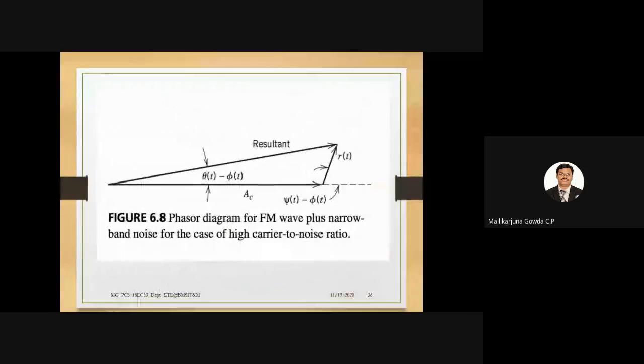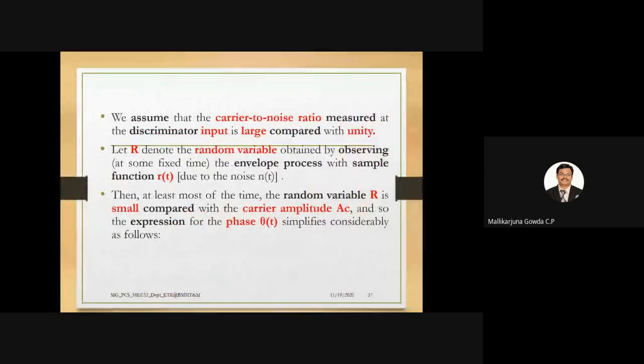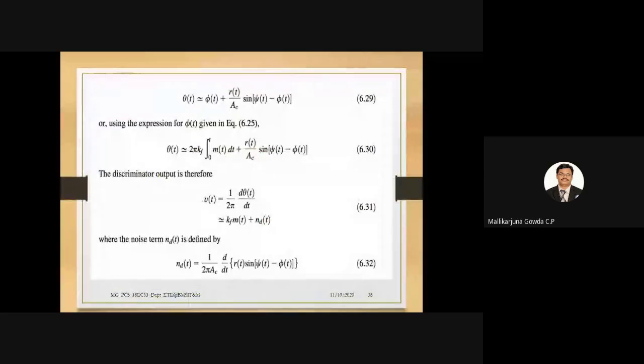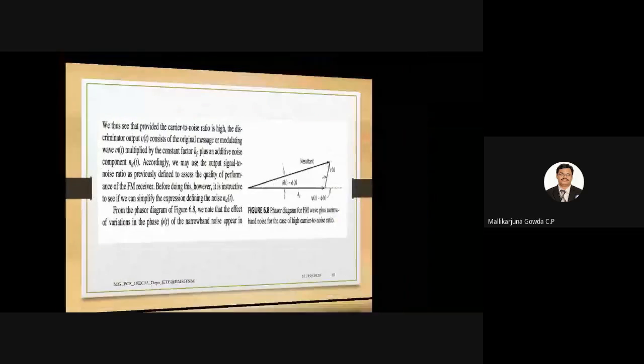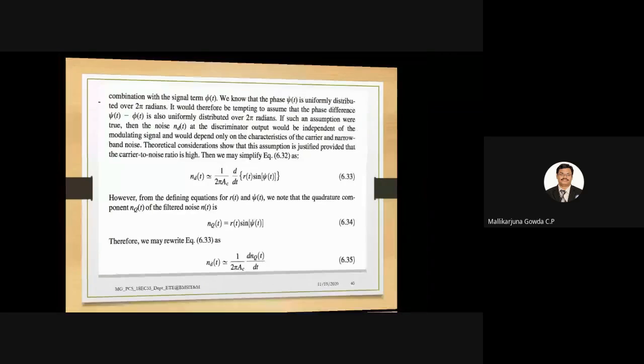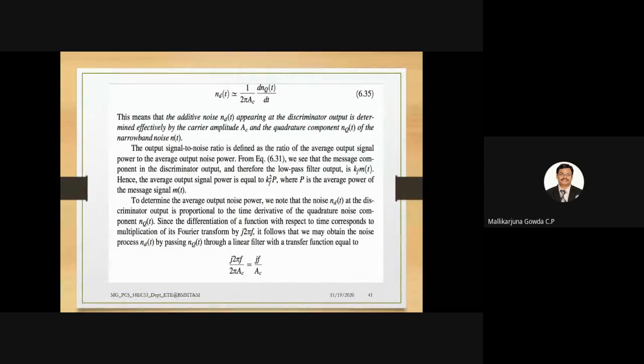Then I asked what is the output of the band pass filter, and how do we find this. With the phasor diagram, I explained this. We found that this is the output of the frequency discriminator, which will have the message signal as well as the noise component. That noise component we write like this, and it will be given as input to the baseband low pass filter. I hope all these derivations are fine.